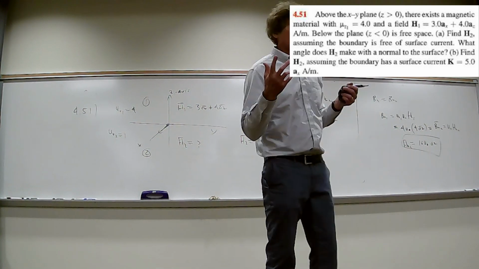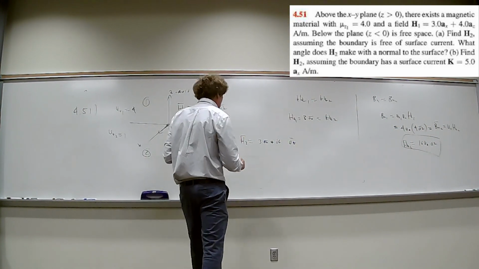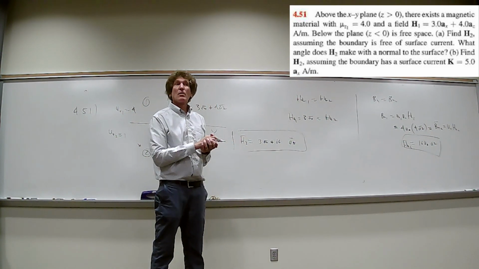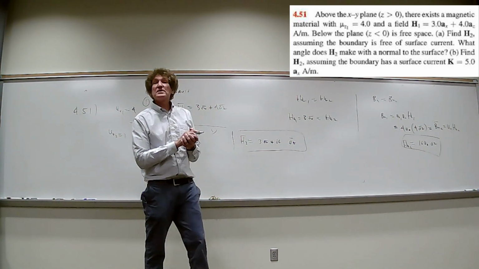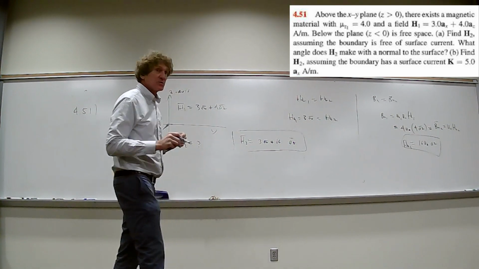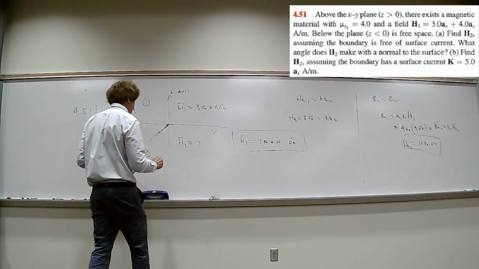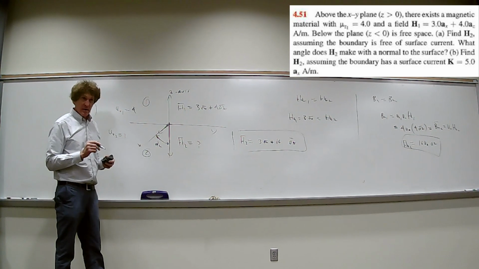All right. How do we get the angle into it? All right, we got the two components, right? He wants the angle with respect to the normal, or what? What angle does H2 make with a normal to the surface? All right, look, here's what he's up to. That's the H field in region 2, right? He wants to know this angle, alpha 2. Y'all follow me?